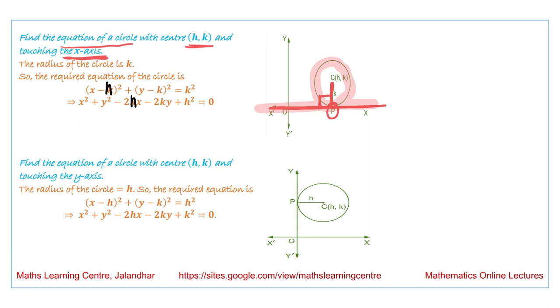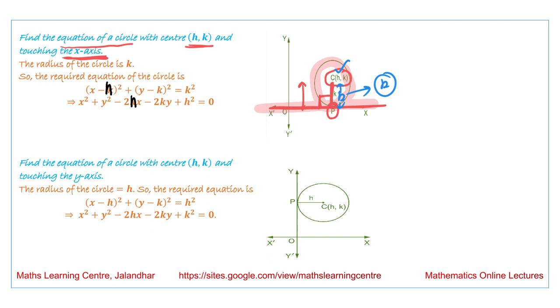So we are saying this is the radius, and this point is (h, k). So the k coordinate will give us this height. So the radius for this circle is k units, and the center is (h, k).